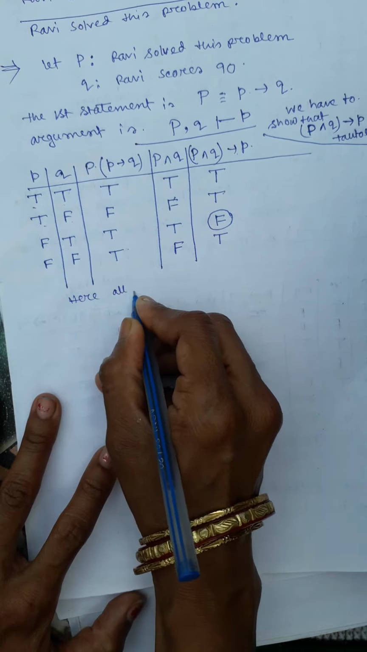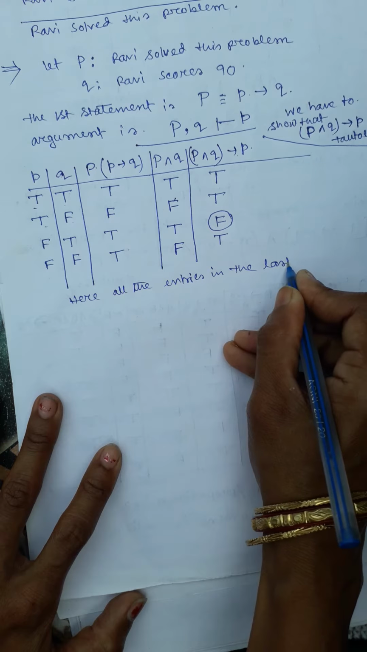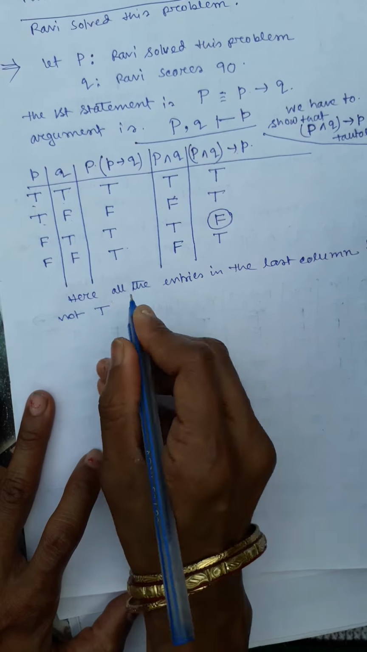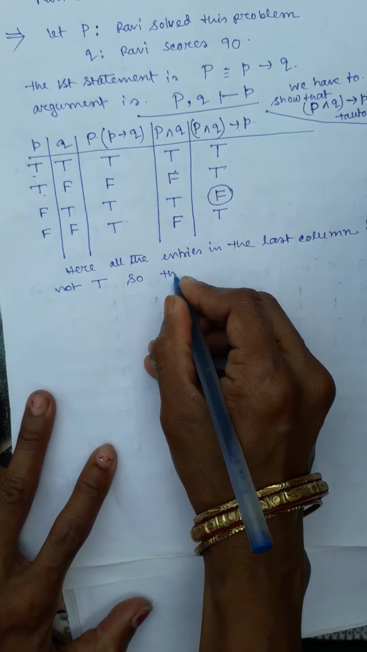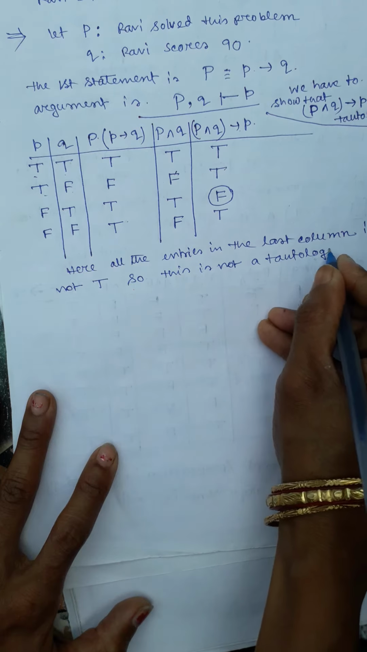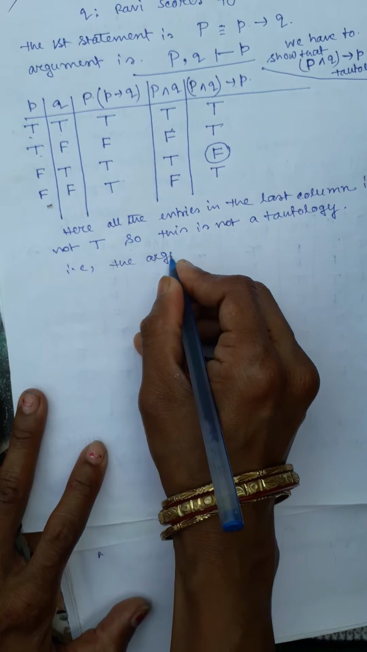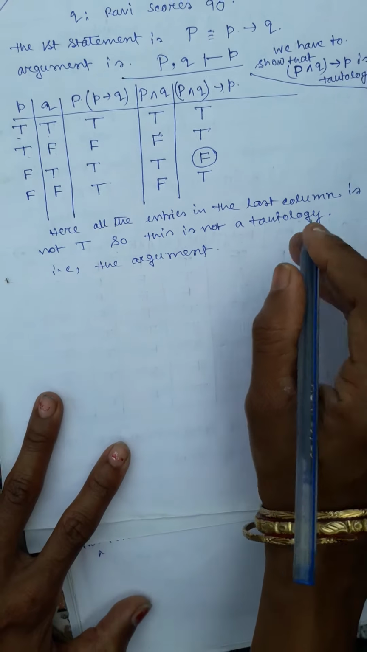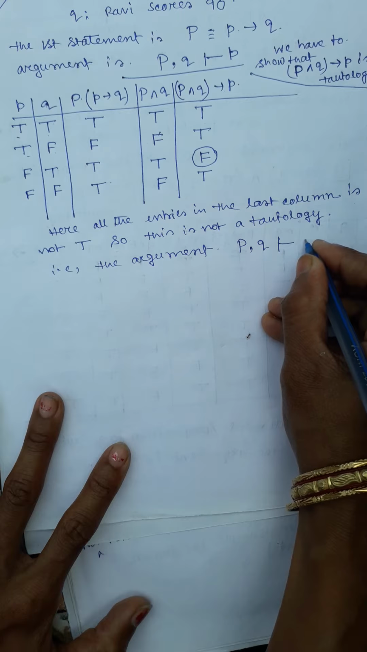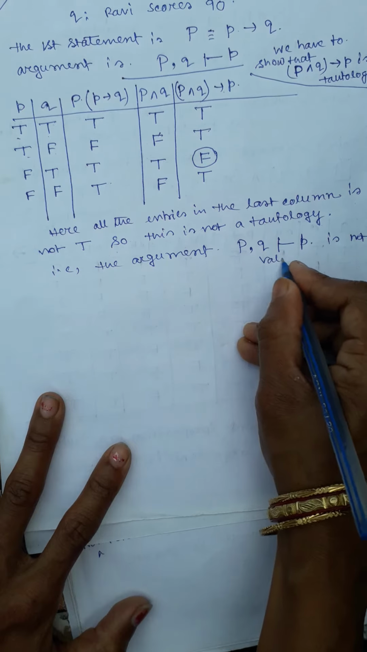Here all the entries in the last column are not true, so this is not a tautology. That means the argument capital P and Q, this will small p, implies small p, is not valid.